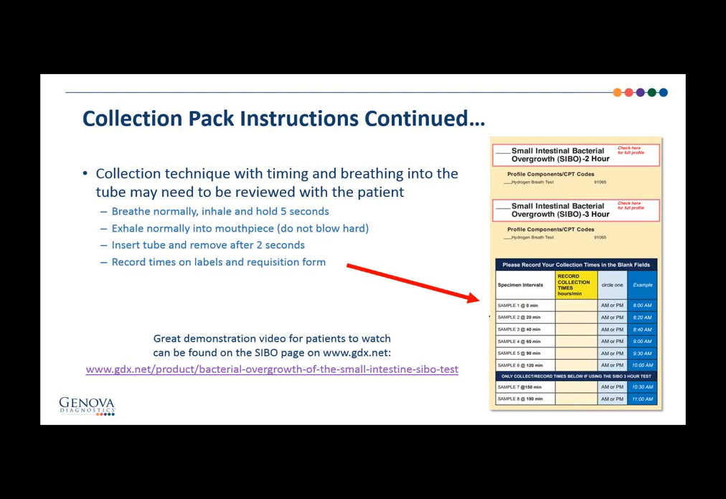And while they're exhaling, they're then going to insert a vacutainer tube and remove it after 2 seconds. The vacutainer tube is the same kind of tube that you'd see for a blood draw. And so the vacutainer part of it is going to pull the breath gases that they're exhaling into the tube for that 2-second period. There's a needle in the device to help puncture the rubber stopper on that tube. And then what we want them to do is to record the time both on the label on the tube and right here on the requisition form. So this little chart is going to be right on the requisition form. We want them to record the exact time that they took that particular sample.